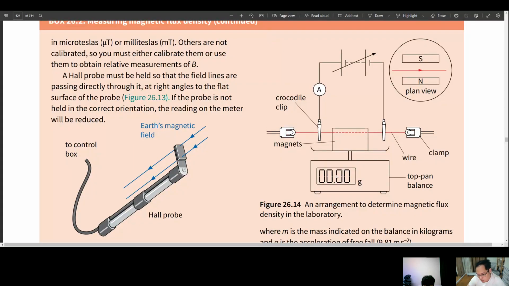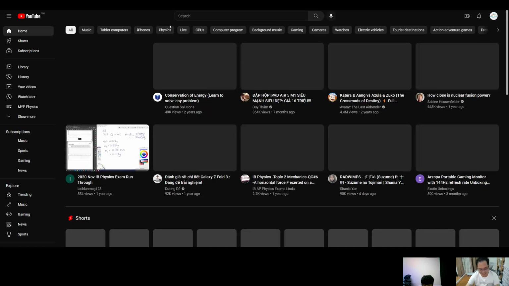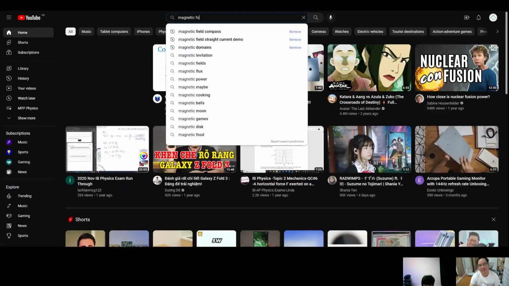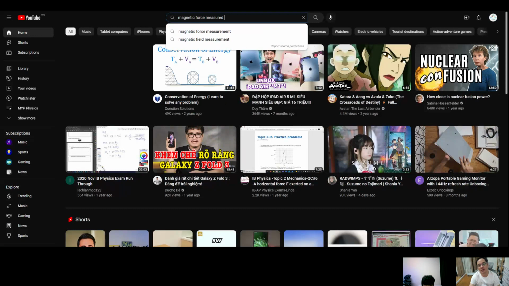The force is measured that way. Do you understand it? Oh, yeah, I do. Okay, I can show you a real experiment on a YouTube video also. We can find almost everything on YouTube. Magnetic force measurement experiment.